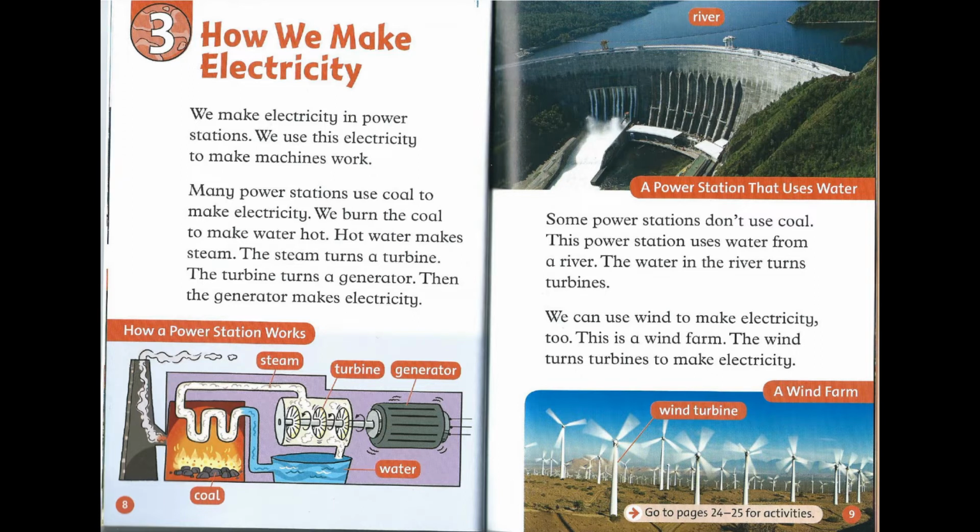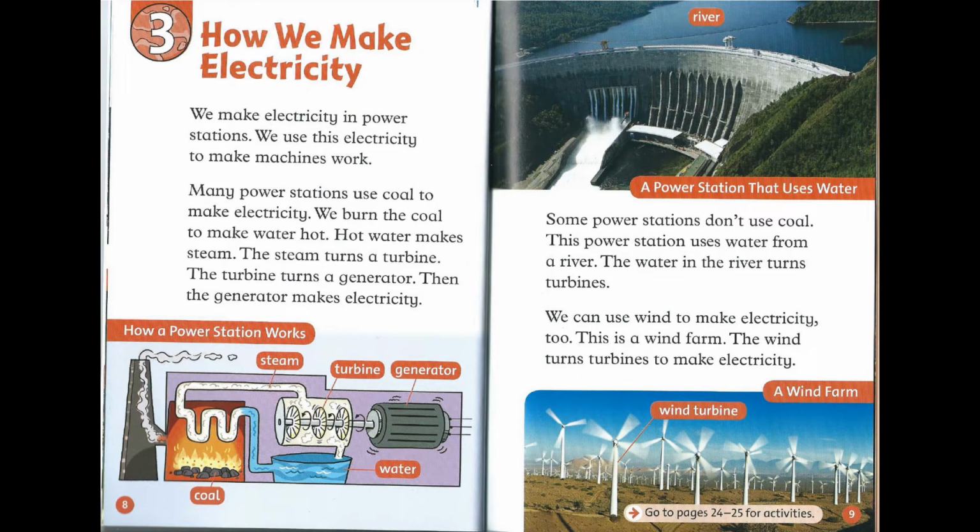Some power stations don't use coal. This power station uses water from a river. The water in the river turns turbines. We can use wind to make electricity too. This is a wind farm. The wind turns turbines to make electricity.